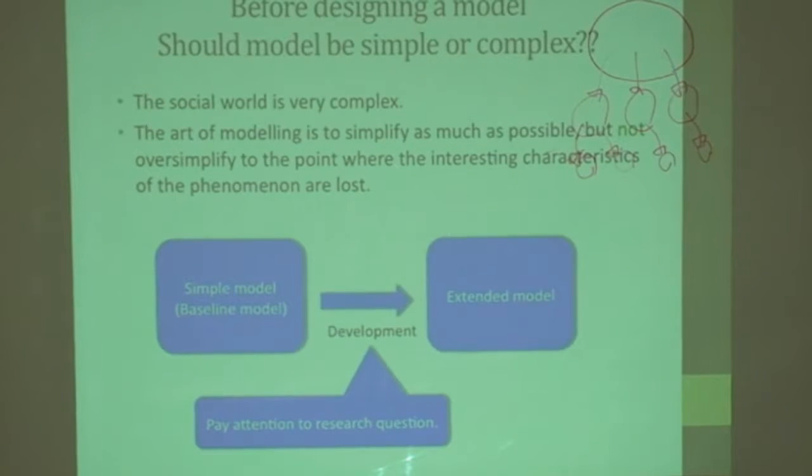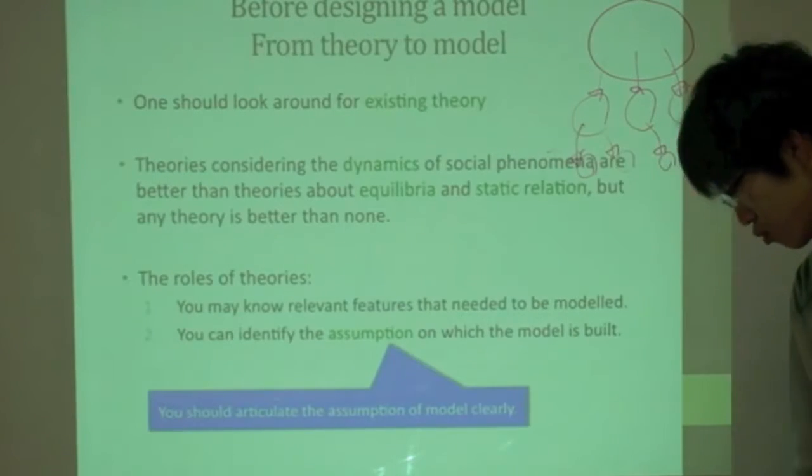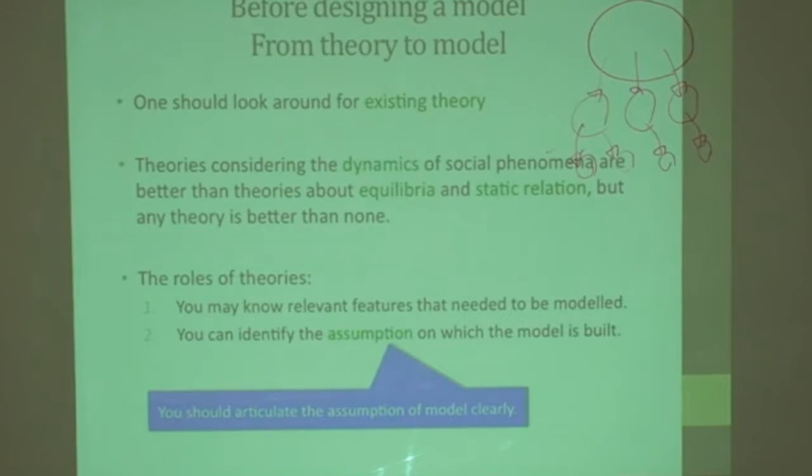And the next slide, please. We should look around for existing theory. This process, I think, is the theoretical investigation. That means we have to check existing theory, and we can suggest some assumption, some hypothesis, and check the hypothesis when we have done the research.